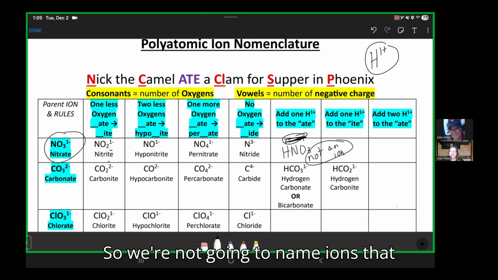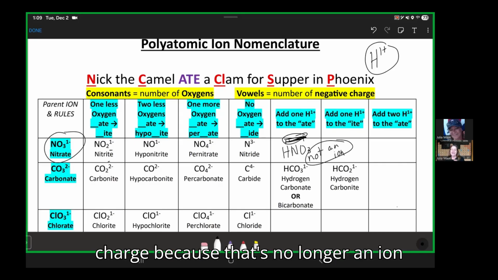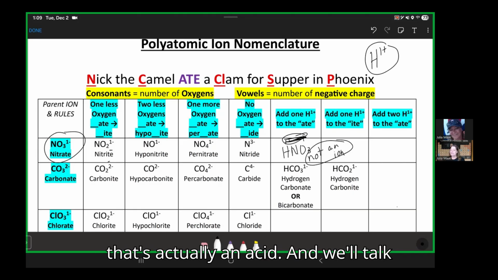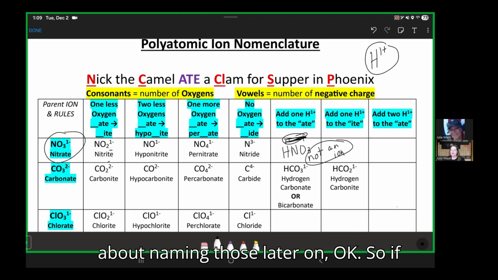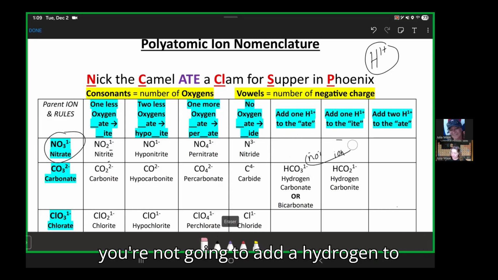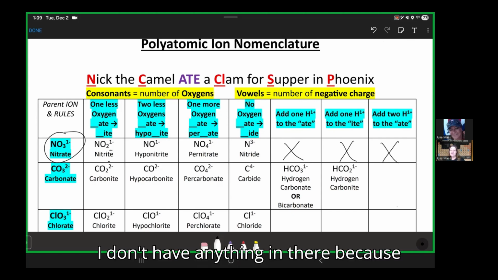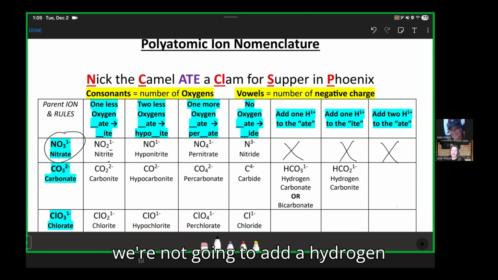So we're not going to name ions that have a hydrogen added to a -1 charge because that's no longer an ion. That's actually an acid, and we'll talk about naming those later on, okay? So if it's got a -1 charge on the ion, you're not going to add a hydrogen to it and call it an ion, okay? So that's why here I don't have anything in there, because we're not going to add a hydrogen to those, okay?